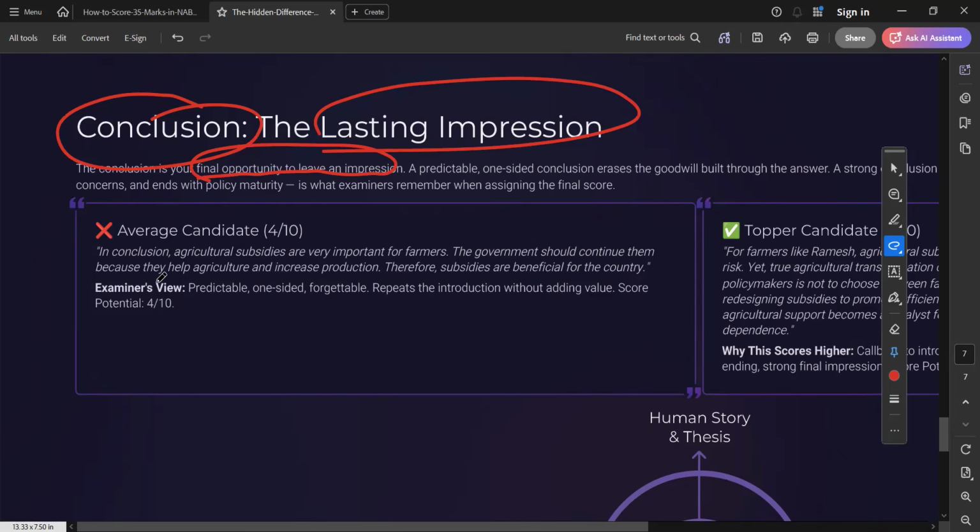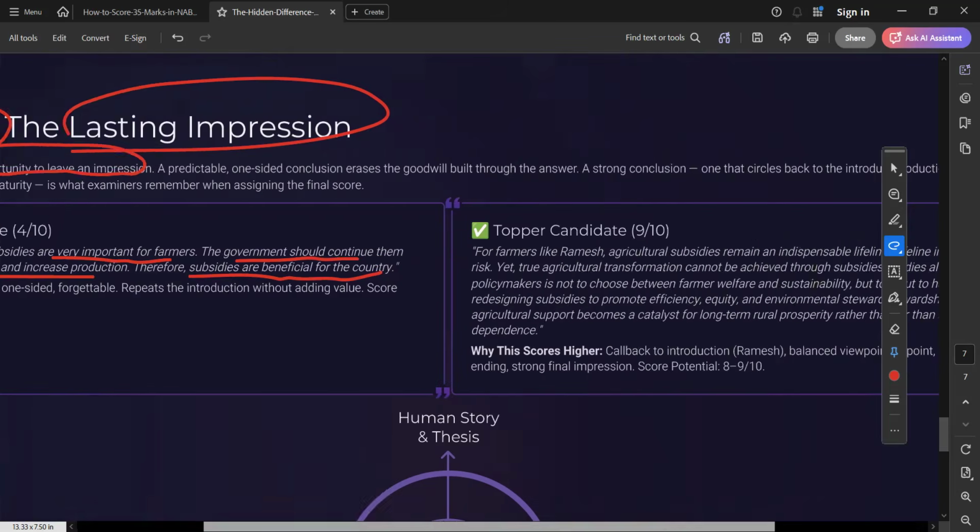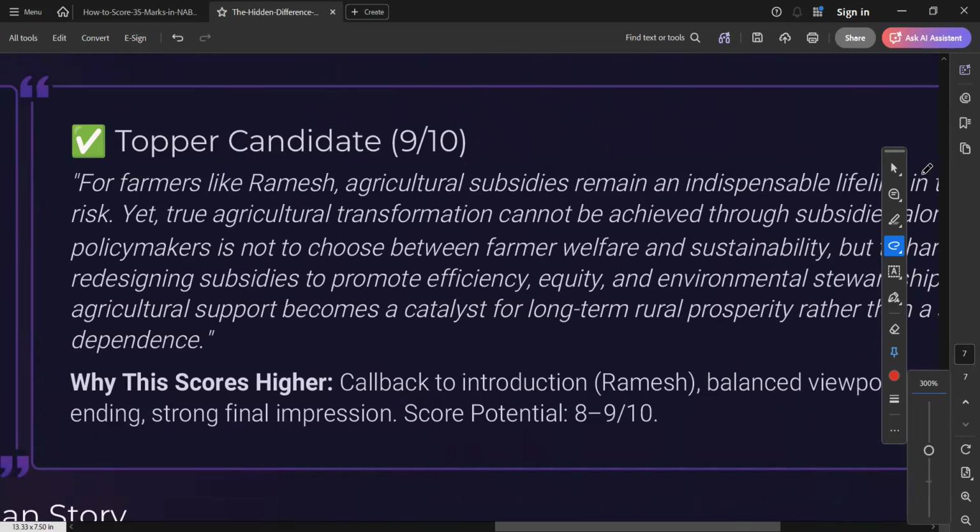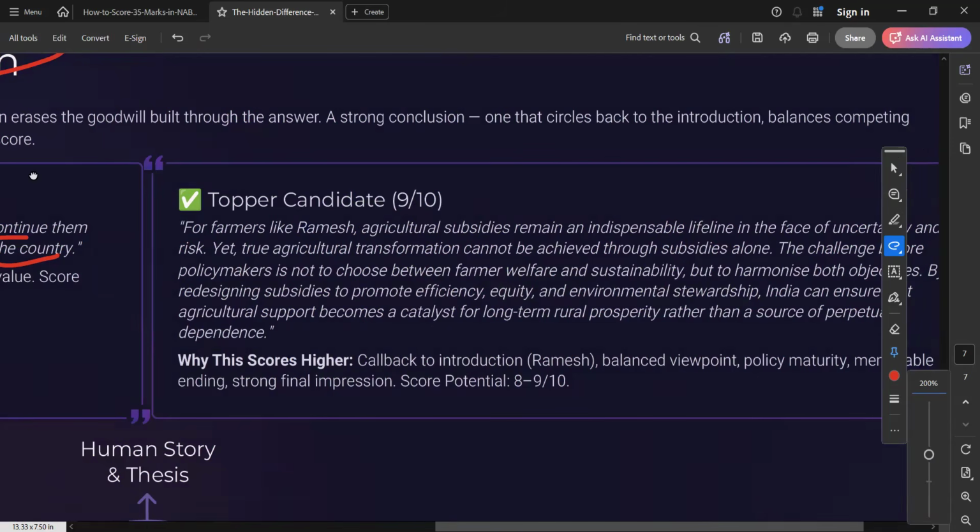So what an average candidate would write in conclusion: agriculture subsidies are very important for farmers. The government should continue them because they help agriculture and increase production. Therefore, subsidies are beneficial for the country. It's not making any sense, right? Now this is what I say. It's going to help us.